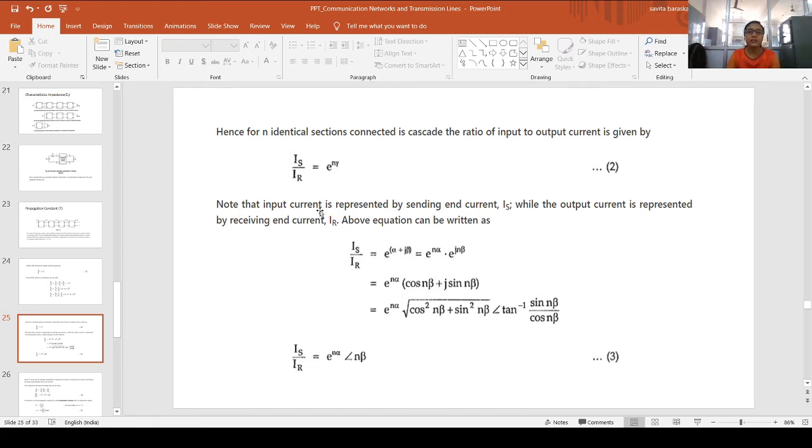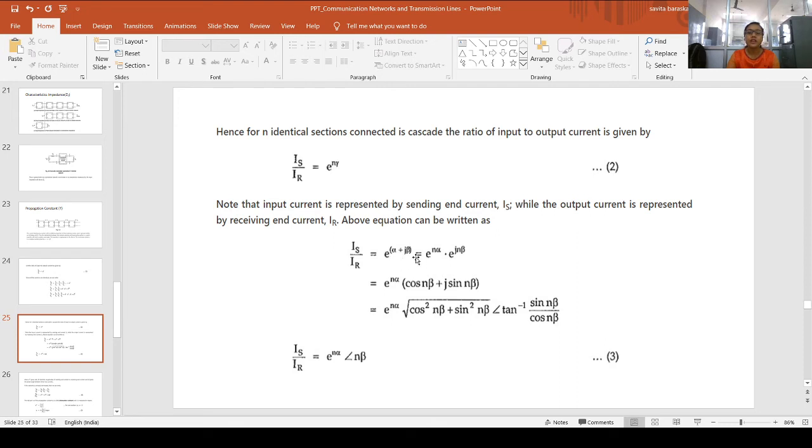So the input current is represented by sending end current Is, while the output current is represented by receiving end current IR. So this equation can be rearranged as Is by IR is equal to e raised to n gamma. Gamma means propagation constant, and propagation constant consists of the attenuation constant and phase constant. So e raised to gamma, here gamma is represented by alpha plus j beta.